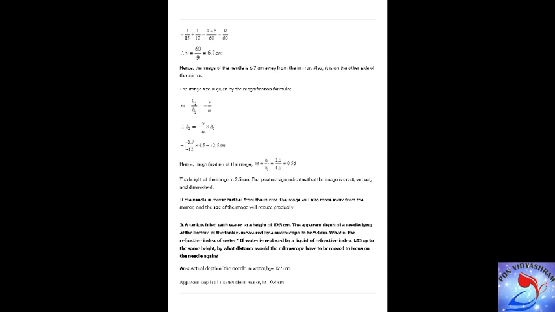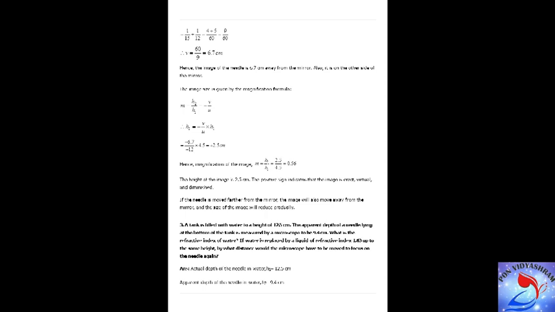For finding the magnification, we will use the magnification for a mirror, that is m is equal to h dash by h is equal to minus v by u. So h dash by h is the ratio of the height of the image to the height of the object. When we substitute the values of the image distance, object distance, and the height of the object, which is given already in the question: image distance is minus 6.7, object distance is 12, and height of the object is 4.5.